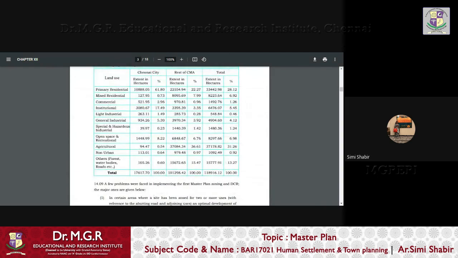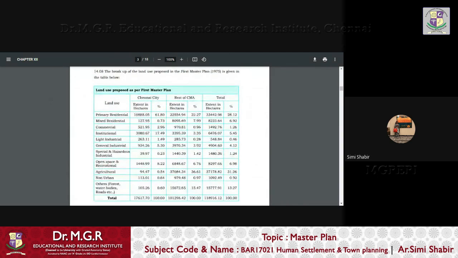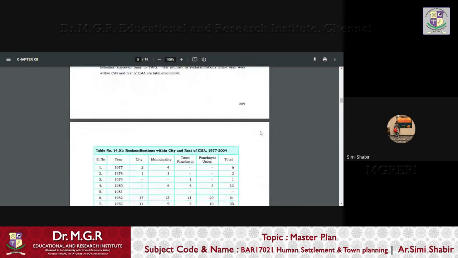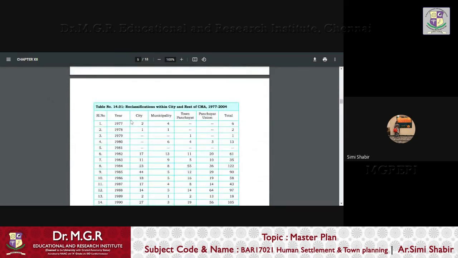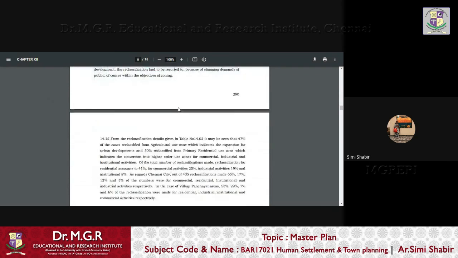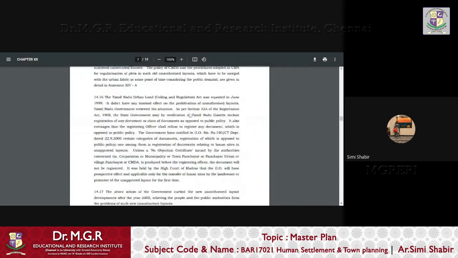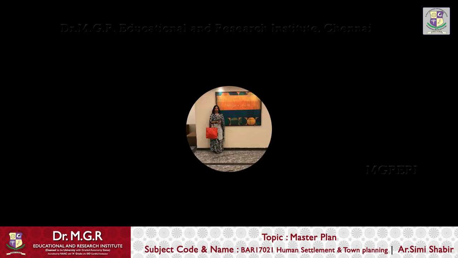So with this, we come to the end of this lecture session. In the next class, we are going to look at how the various land uses were documented, and how the reclassification was done, etc. And then we will also have a look at the land use map for Chennai city.